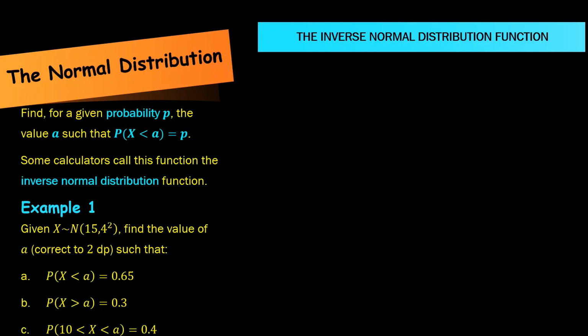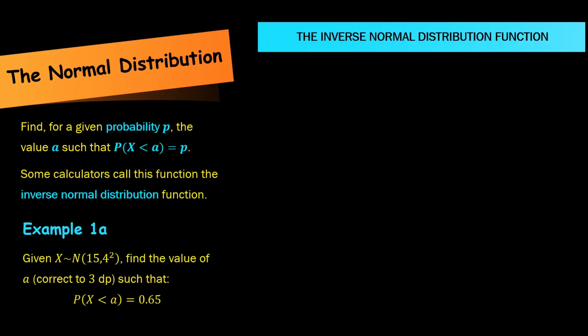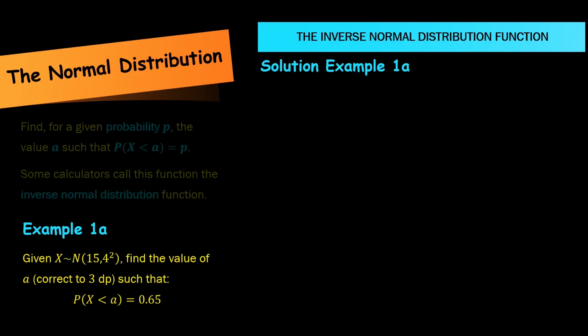Let's begin by looking at an example. You may be familiar with this already, so you can pause the video and have a go. Press play when you're ready to view the solutions. Let's consider part A first. Given that x is distributed normally with mean 15 and variance 4 squared, find the value of A, correct to 3 decimal places, such that the probability of x less than A equals 0.65. So let's solve this.